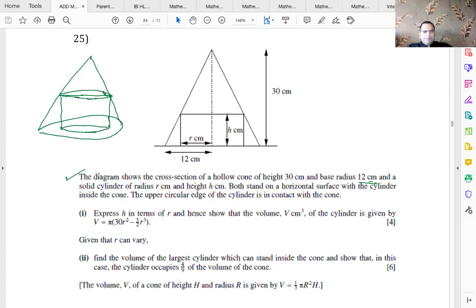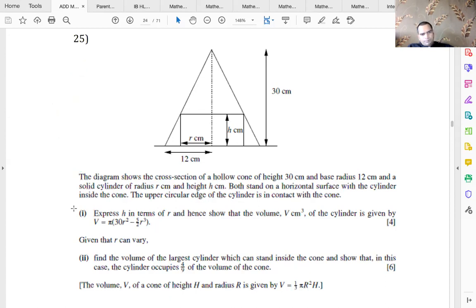The dimensions have been given: the radius is 12 for the big cone, the radius and height of the cylinder are r and h respectively, and the height of the big cone is 30 and radius is 12. So let's first try to understand the first part, where we have to express the height in terms of the radius. How do we express the height in terms of the radius firstly?